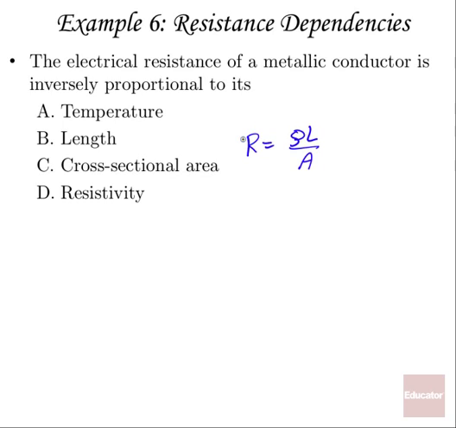This is going to go up. That's a direct relationship, not A. As length goes up, resistance goes up. Direct, not inverse, not B. Cross-sectional area. As cross-sectional area gets bigger, resistance goes down. That's an inverse proportionality. Correct answer must be C, cross-sectional area.